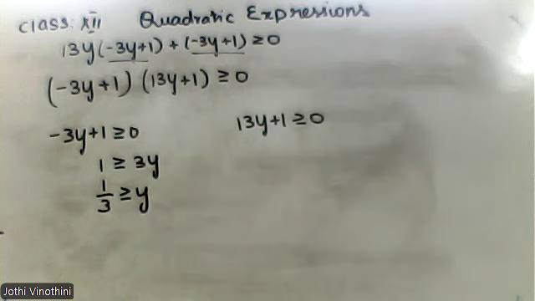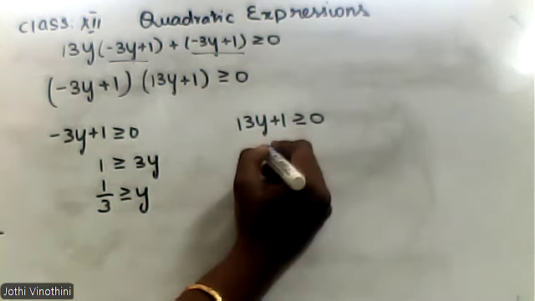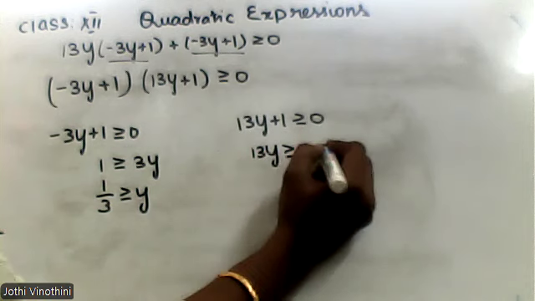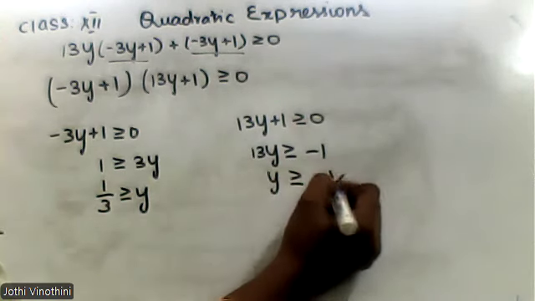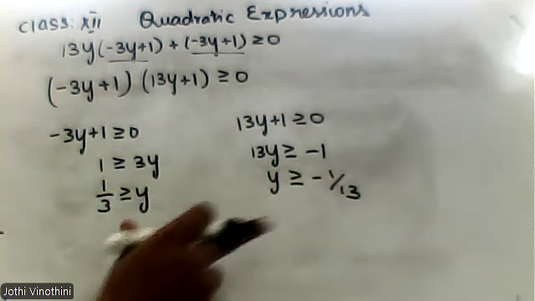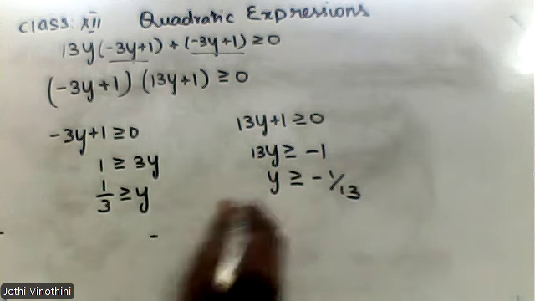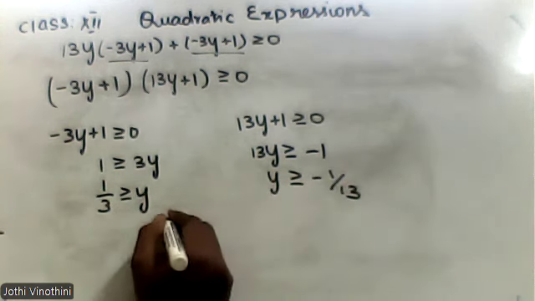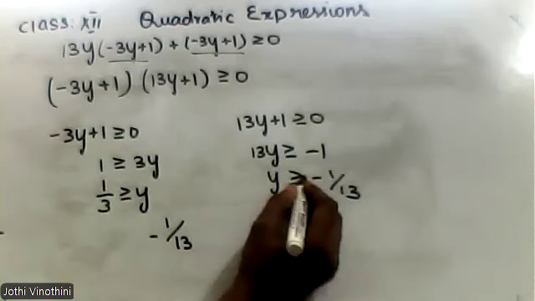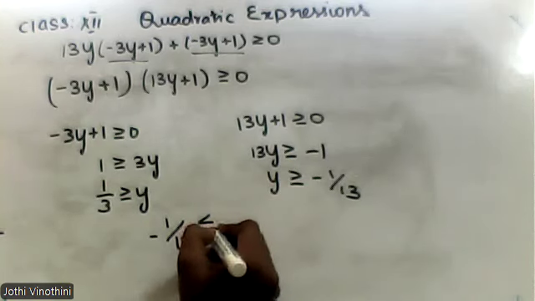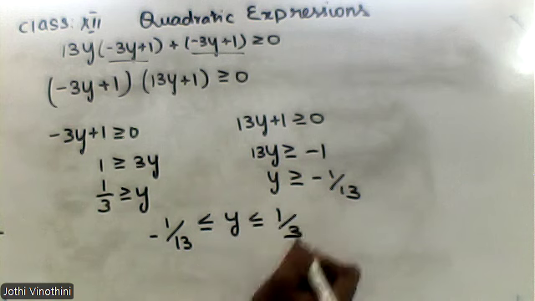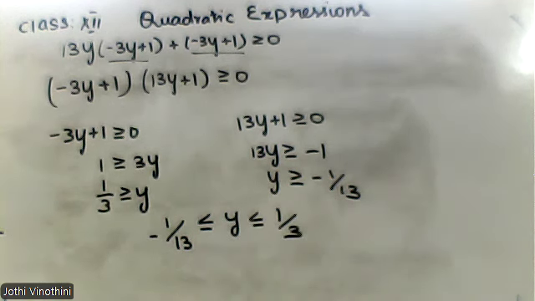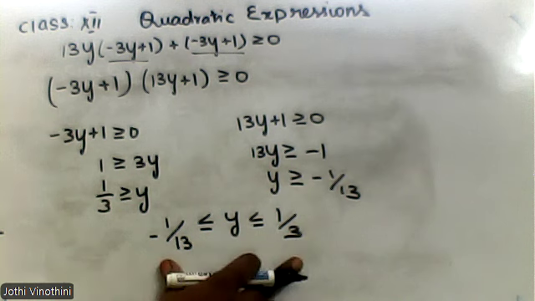Clear? So here 13y greater than or equal to minus 1. I am taking this one to the other side of our equation. Similarly, y greater than or equal to minus 1 by 13. Right? I am just going to combine this. What is the least term while combining this? This is the least term. So I am writing minus 1 by 13 is less than or equal to y, and y is less than or equal to 1 by 3. Clear? What we have to find is the range of the given quadratic expression, right? So this is the range of the given quadratic expression.